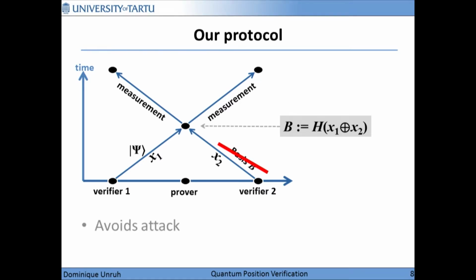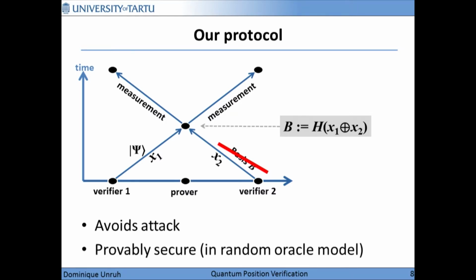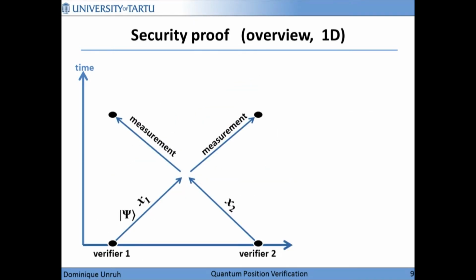In fact, this protocol avoids all the known attacks. That's good already, at least if the adversary is polynomially bounded. And we can even prove it secure in the random oracle model. I have no clue how we can prove this secure if H is not a random oracle. That's highly interesting future work, but I don't know how. But let me try to convince you why this protocol is secure in the random oracle model, at least.